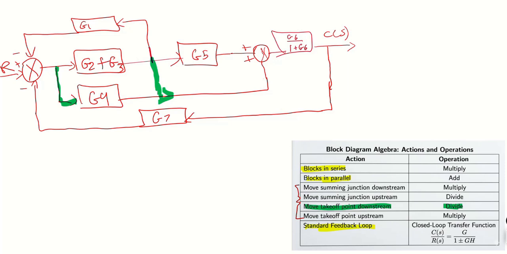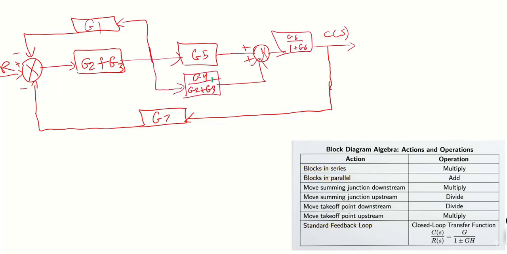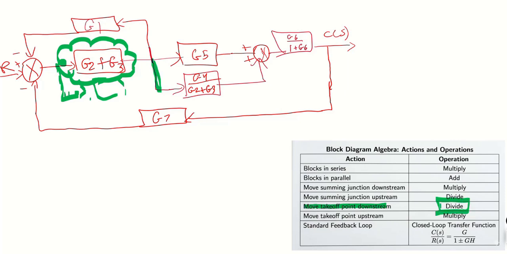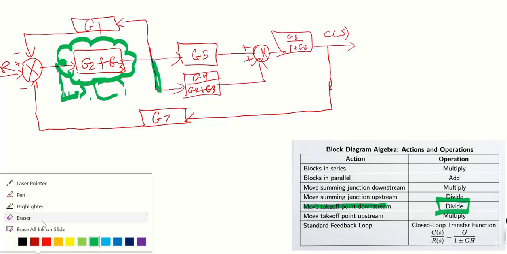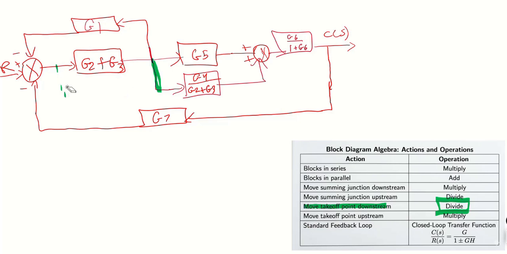So if we go to this block diagram, I need to have my G4 divided by G2 plus G3, because I move this arrow from here, right? I had my G4 here, but I'm moving it here, downstream. I move from here to here, and I'm moving it through G2 plus G3. That's why, if I'm using this action, move takeoff point downstream, I know that I should divide. So in this case, we simply divide G4 by G2 plus G3.